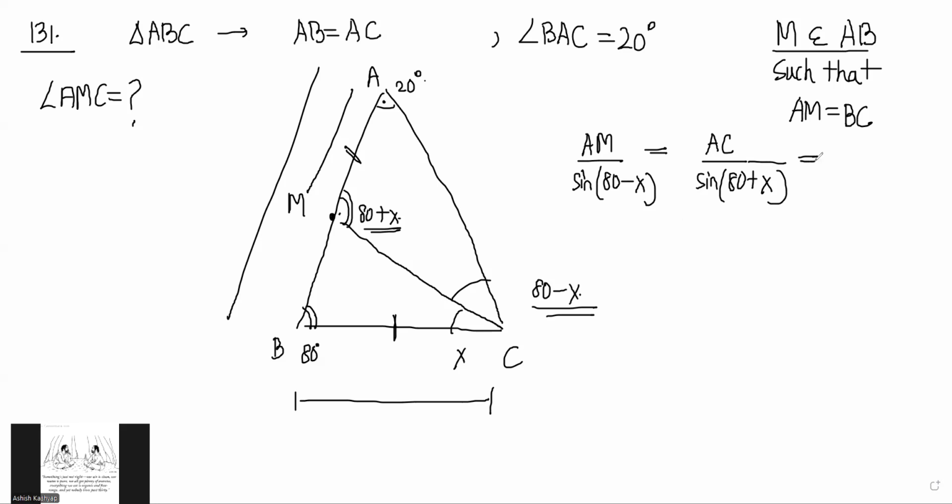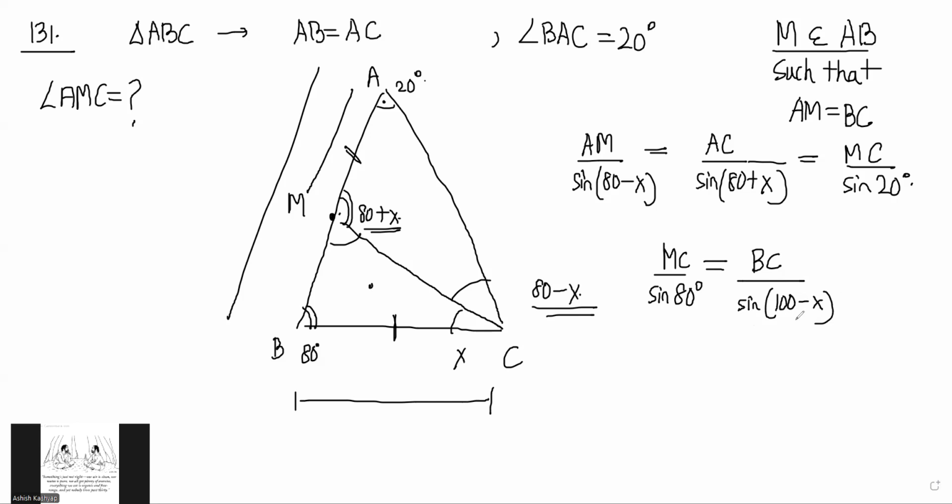I mean, we can write it: MC by sine 20. We should, because MC will help us connect to the other triangle. So in the other triangle, we'll write MC by sine 80 is equal to BC by sine of 100 minus x, right? Correct? And that is equal to MB.